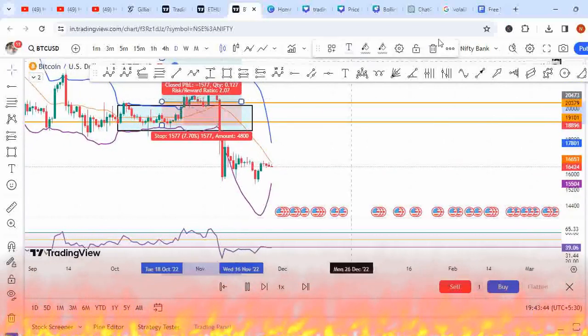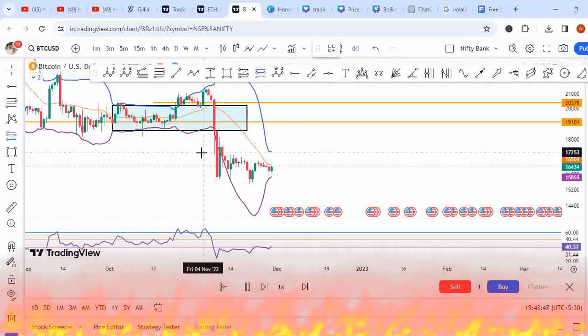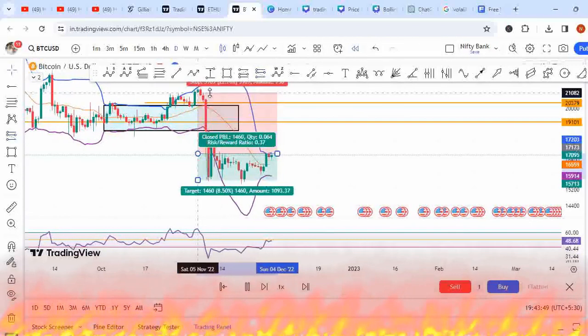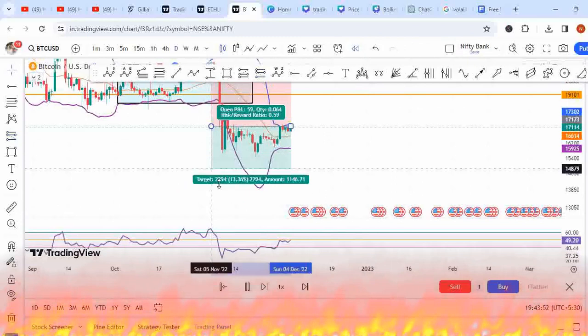Here also you can enter into the bearish trade. This high is your stop loss. We can enter into the trade.